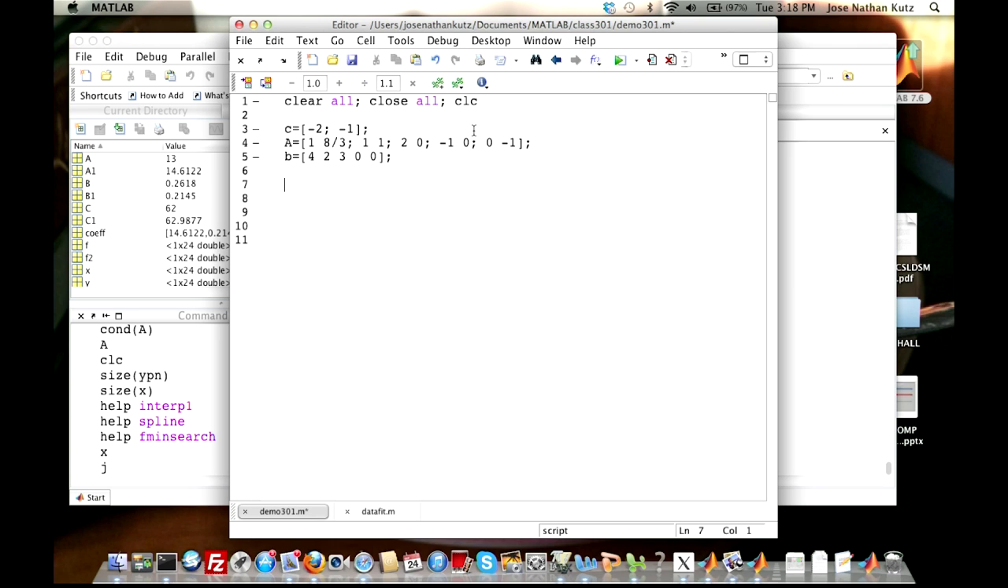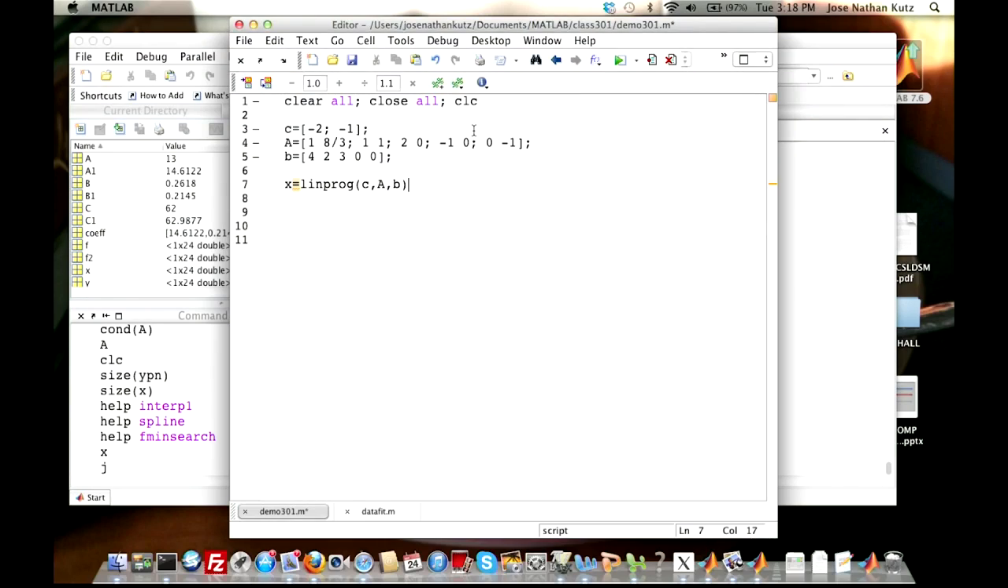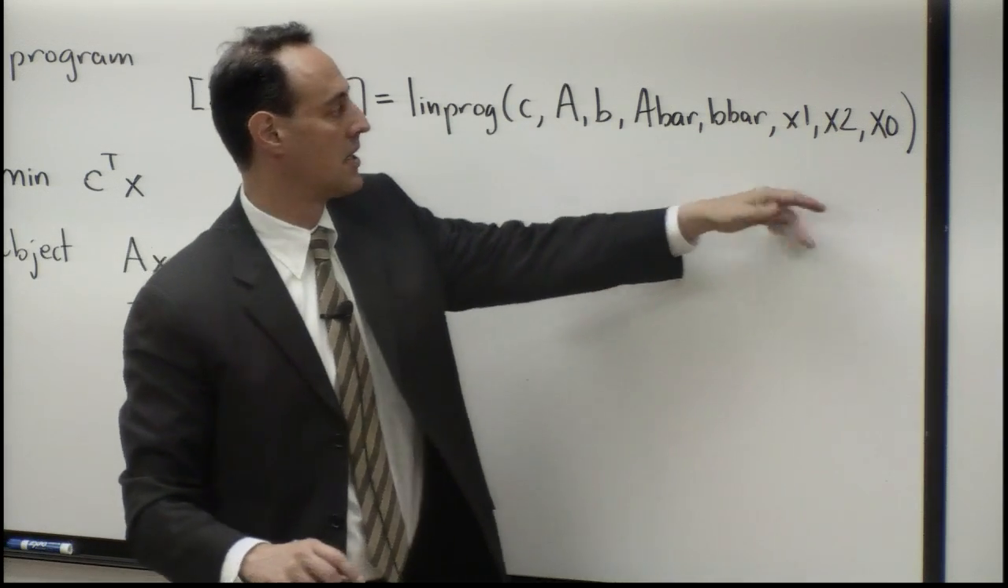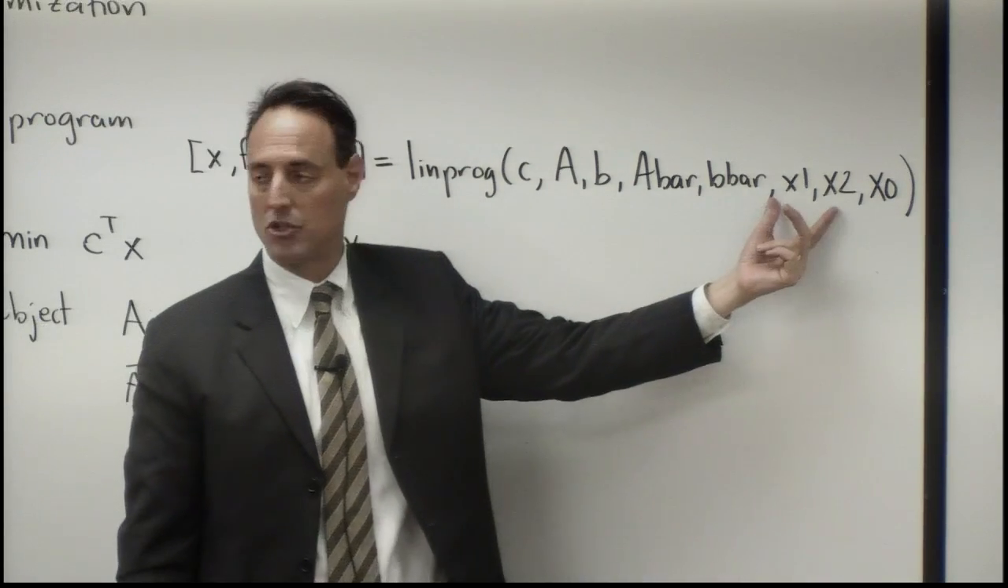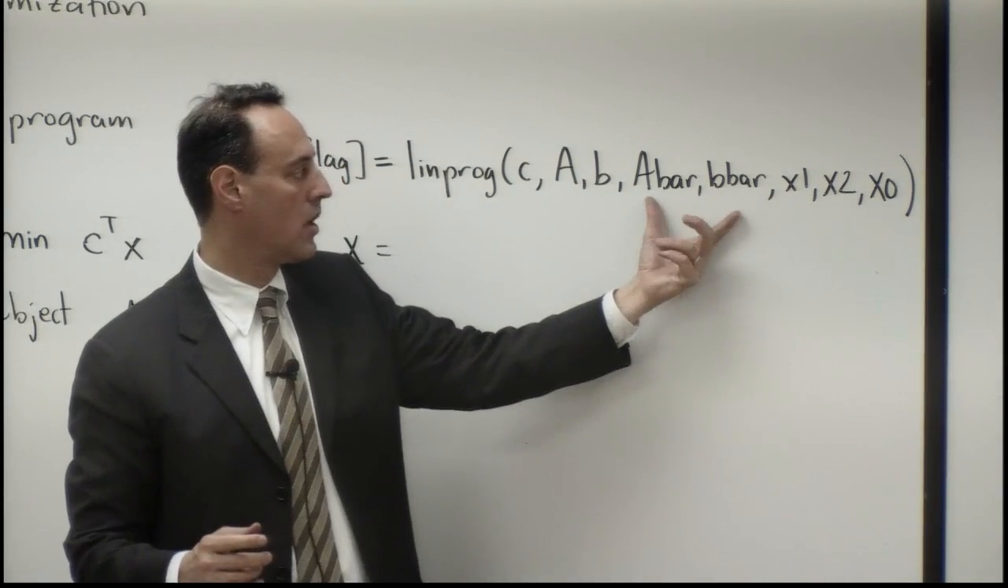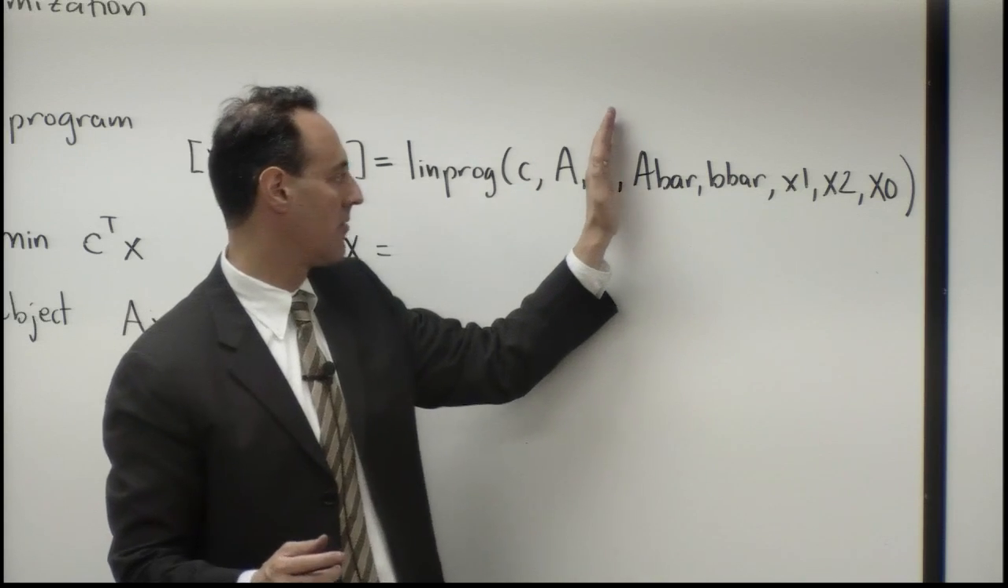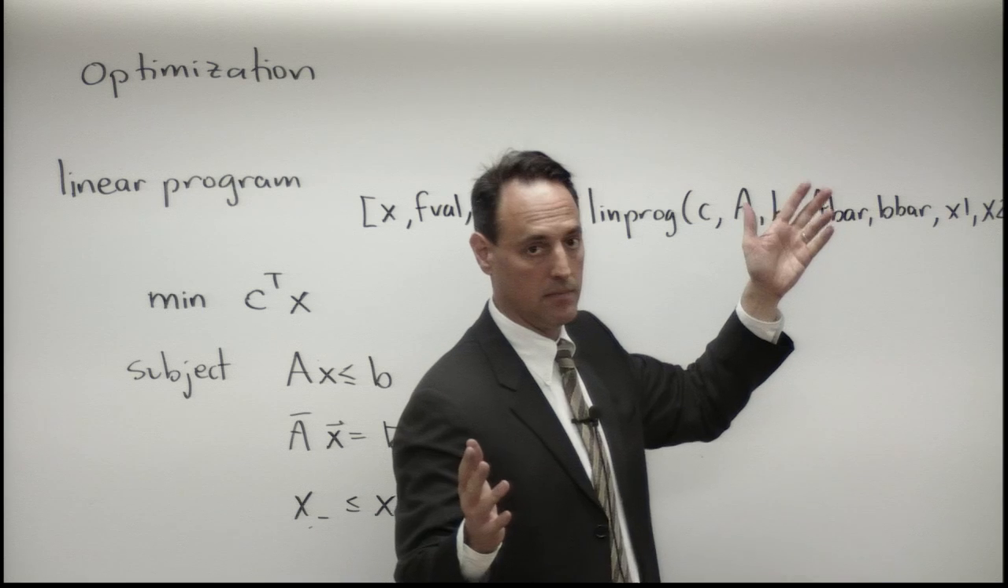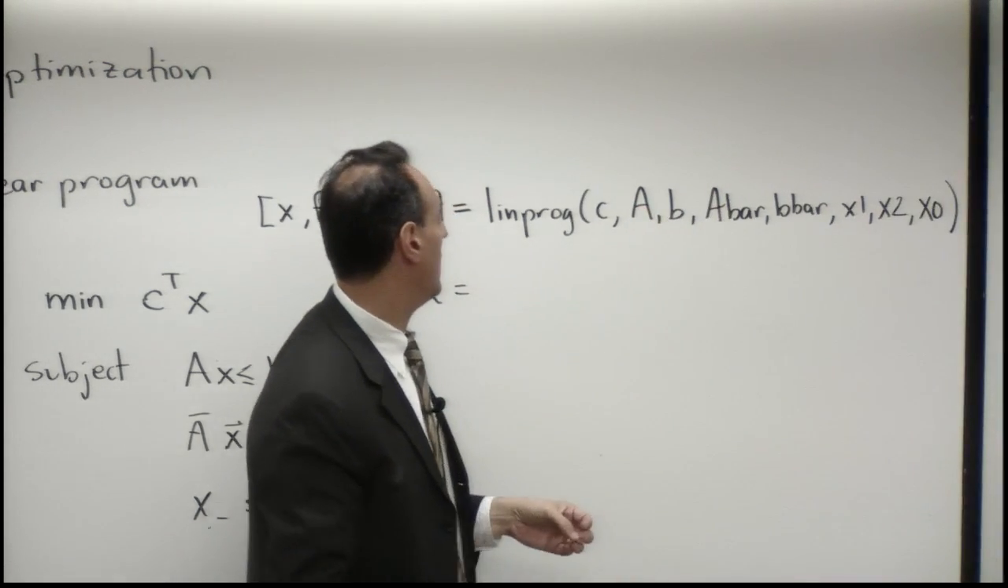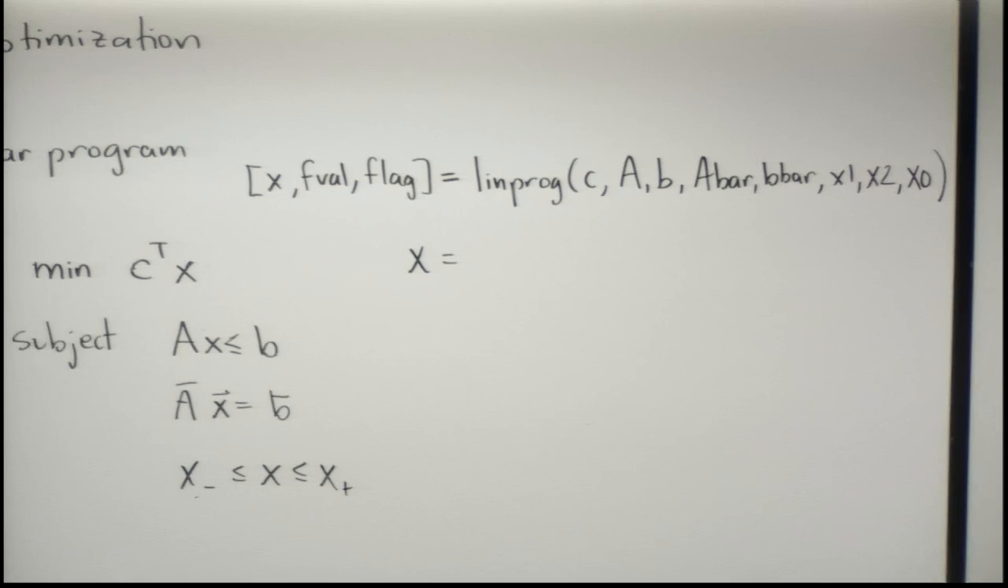And all you've got to do now is say my solution x is equal to Linprog. I put in my c, my A, my b. And that's all I've got. Let's look quick here on the board. Here's the Linprog setup. It's Linprog, c, A, b, Aeq, beq, x1, x2, and a guess. I'm not going to give it a guess. I'm not going to give it constraints on the x values. I'm not going to give it equality constraints. All I'm giving is c, A, and b, so I can just cut off my bracket right there. That's it. Okay? So I'm just going to execute it and see what I get.